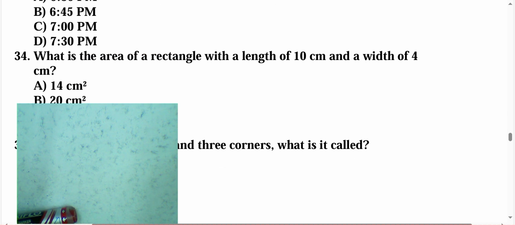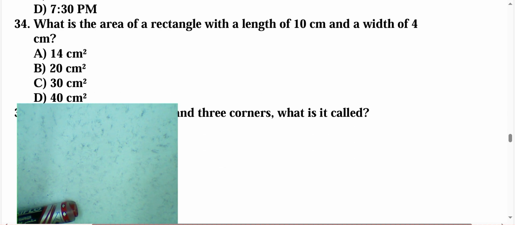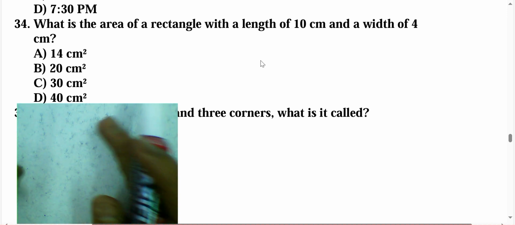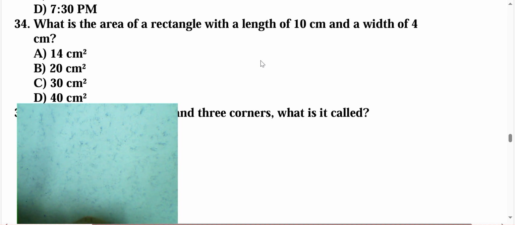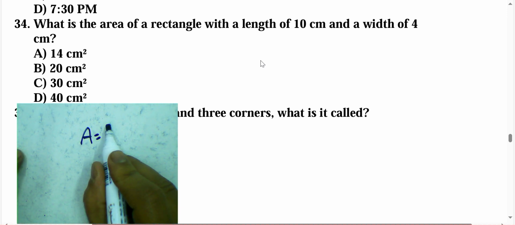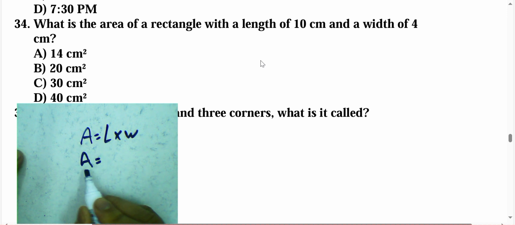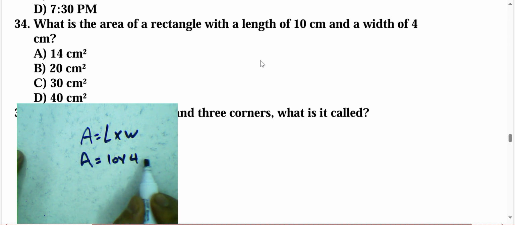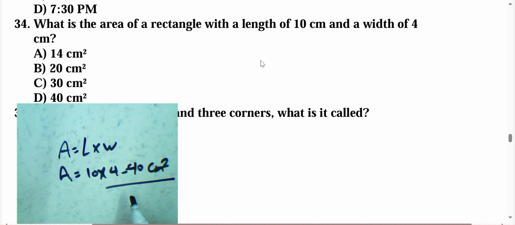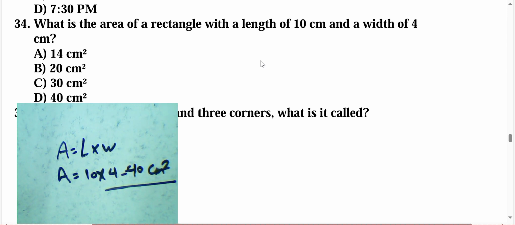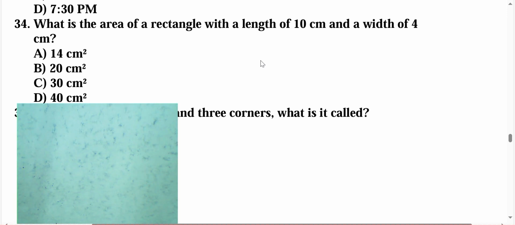Next question, 34. What is the area of a rectangle with length 10 centimeters and width 4 centimeters? We know the area of a rectangle equals length times width. The length here was 10 times 4. It will be 40 square centimeters, because the area of a rectangle equals length times width. The result will be 40 square centimeters.